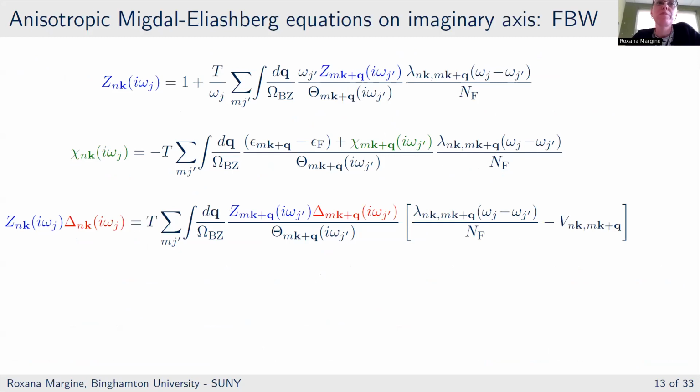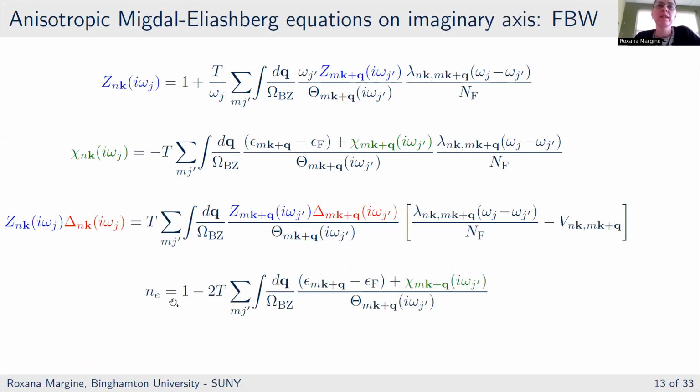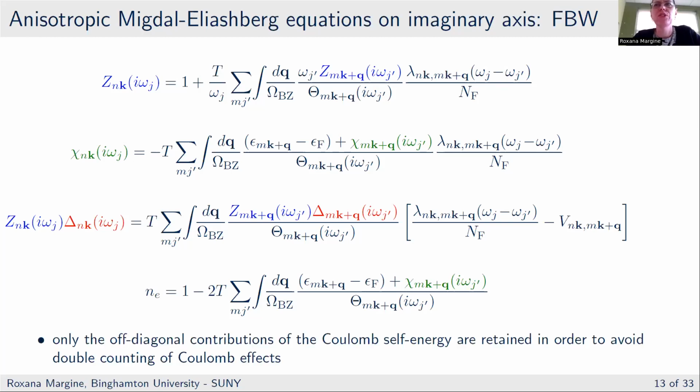And they are also supplemented by another equation for the number of electrons in order to determine the Fermi energy. One thing that I should mention here is that you can see that the Coulomb interaction only enters in the expression for the superconducting gap. The reason for this is that we only keep the off-diagonal contribution to the Coulomb self-energy in order to avoid the double counting of Coulomb effects. In fact, if we had worked with a dynamical representation of V, then you would have had also a term in Z and chi.